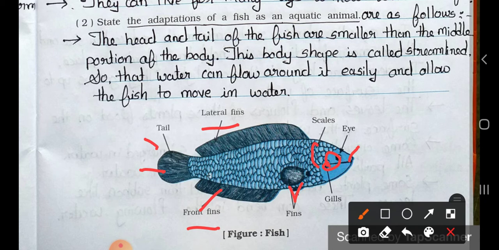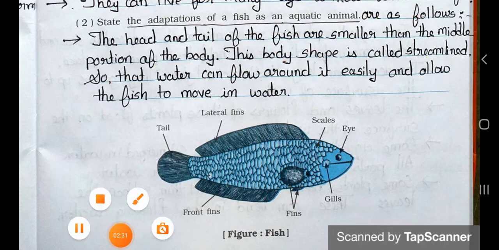Now see, the adaptations of a fish as an aquatic animal are as follows. The head and tail of the fish are smaller than the middle portion of the body. This body shape is called streamlined so that water can flow around it easily and allow the fish to move in the water. Now see the next page.